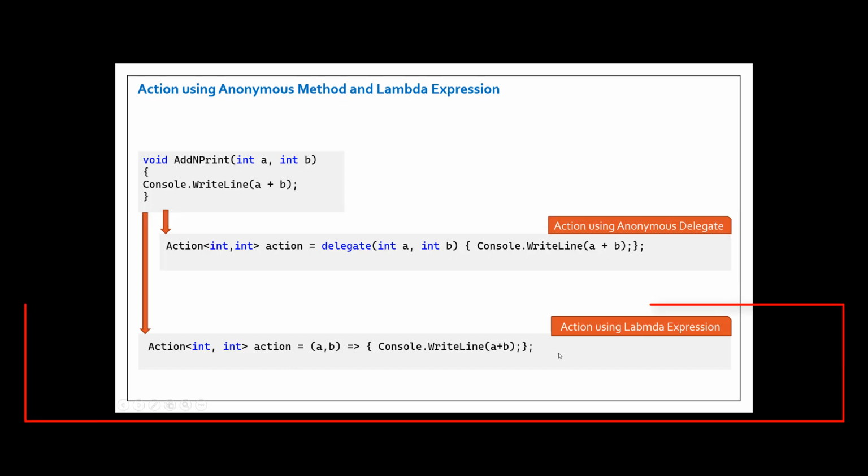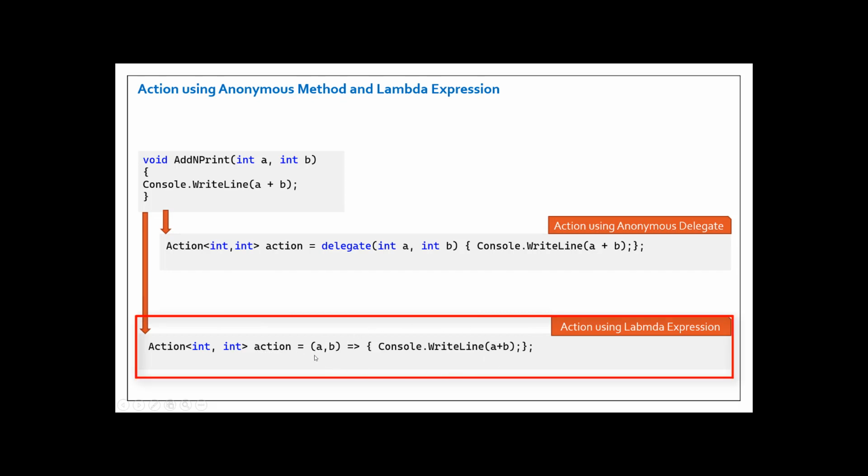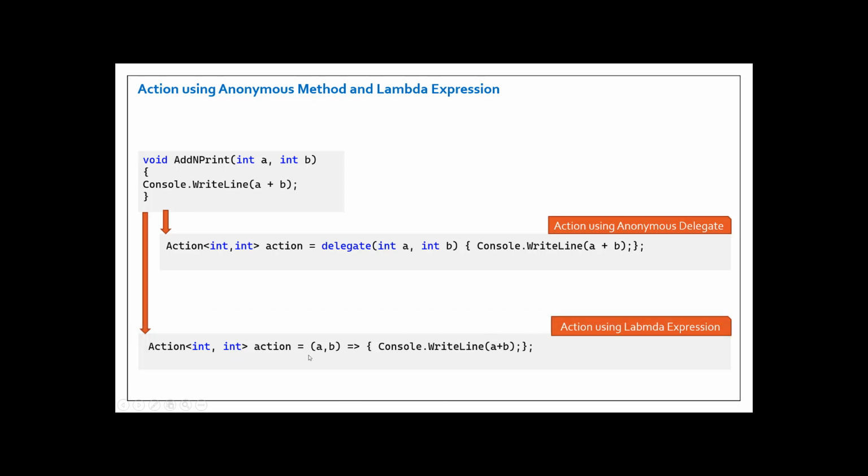For that type of method, we are going to use Action. So this is how we can assign a lambda expression to Action like func. This is our lambda expression taking parameters a and b, then the lambda operator, and we are simply writing it to the console, and we are assigning this lambda expression to the Action.